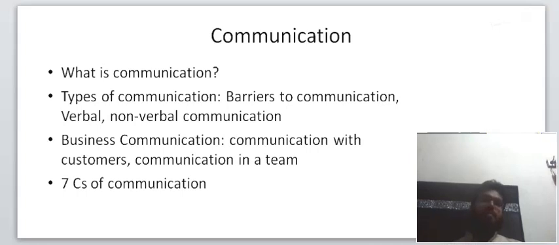And then we'll discuss business communication, how to deal with your customers and how to communicate when you are working as a team. In the end, there is a very important topic, that is 7 C's of communication. So these are actually 7 words starting with the alphabet C. That is why they are called C's. Many C's together.